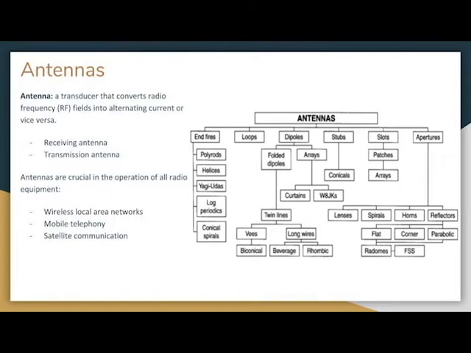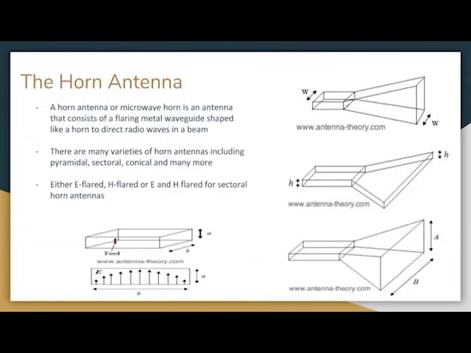Now there are two types. There's a receiving antenna or there's a transmission antenna. Now, antennas are crucial in the operation of all radio equipment, including wireless local area networks, mobile telephony, and satellite communication. Today we will be focusing on the horn antenna.